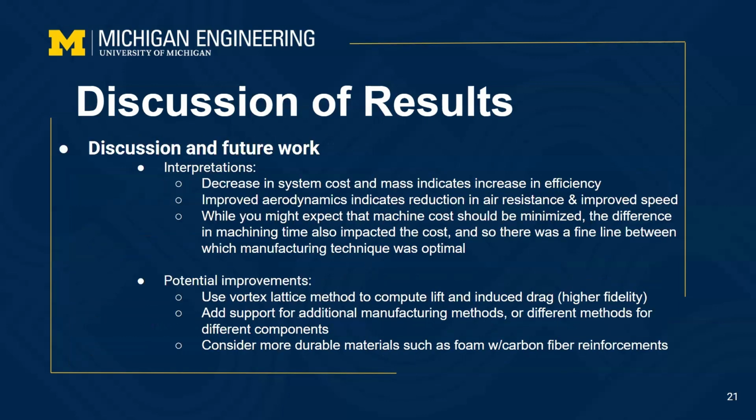Overall, we found that decreasing the system cost and mass increased the efficiency, and improving aerodynamics results in a reduction in air resistance and improved speed, and that the machine cost and machine time balance each other pretty closely, so neither of the manufacturing techniques were significantly better.